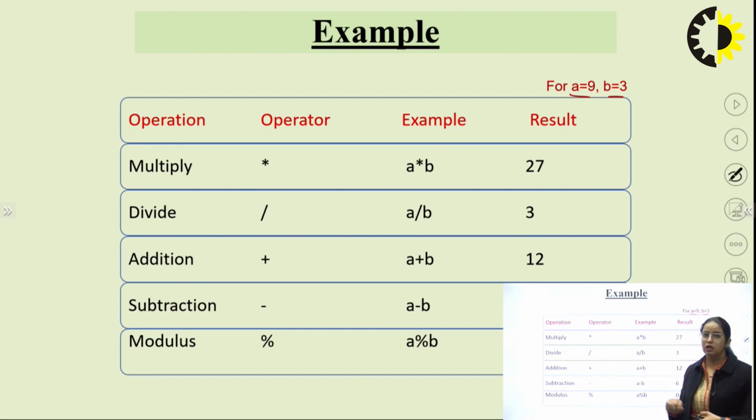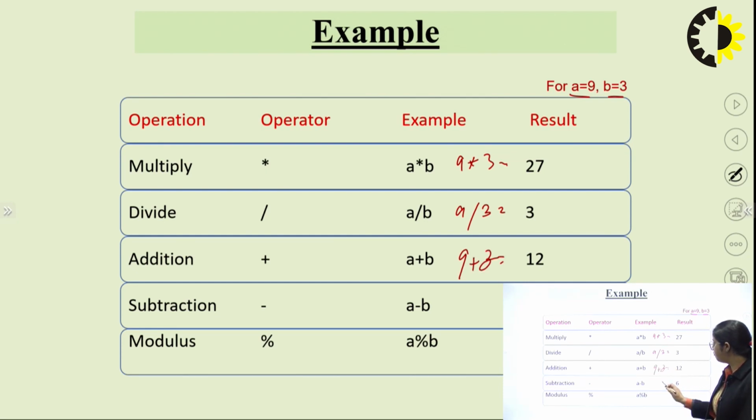So what is a multiply b? That is 27. a divided by 3, that is 3. It is clear to do. That means 9 multiplied by 3 is 27, 9 divided by 3 is 3, 9 plus 3 gives you 12, 9 minus 3 gives you 6, and now 9 modulus 3, what will it give? It will give you 0. How? Because 9 divided by 3, it will give you the remainder 0. So I hope it is clear to all what this modulus operator does.